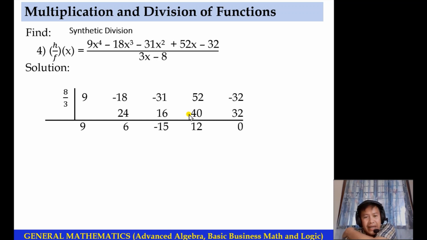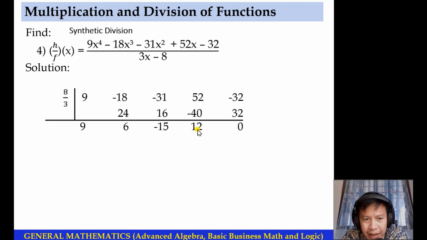Did you understand, students? Or you can use the cancellation method if you do not have the calculator, students. Negative 15 divided by 3 is negative 5. Negative 5 times 8 is equal to negative 40. Then, subtract automatically. Okay, you are going to combine this automatically. 52 minus 40 is equal to 12.